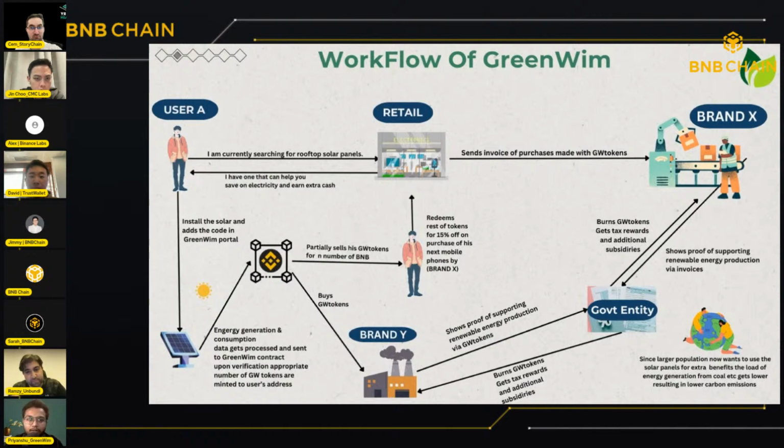After let's say 3 months, I would have saved a third on my electricity bill since I am using solar during the daytime, and have earned a certain amount of GW tokens. Now I can sell them on the platform to, let's say, brand Y, or I can redeem them with the retail partnership through brand X. Now brand X and Y can claim their subsidies and tax benefits as announced by the government for those brands that are actively helping them transition to green energy sources and away from coal.